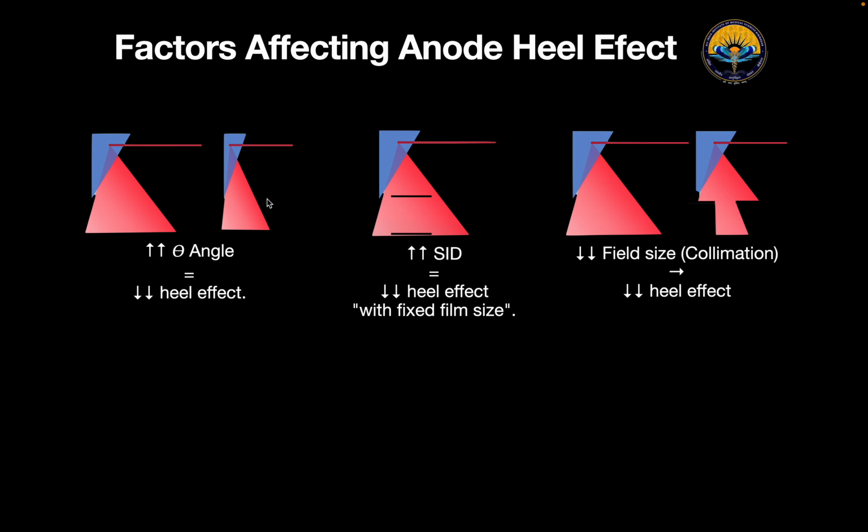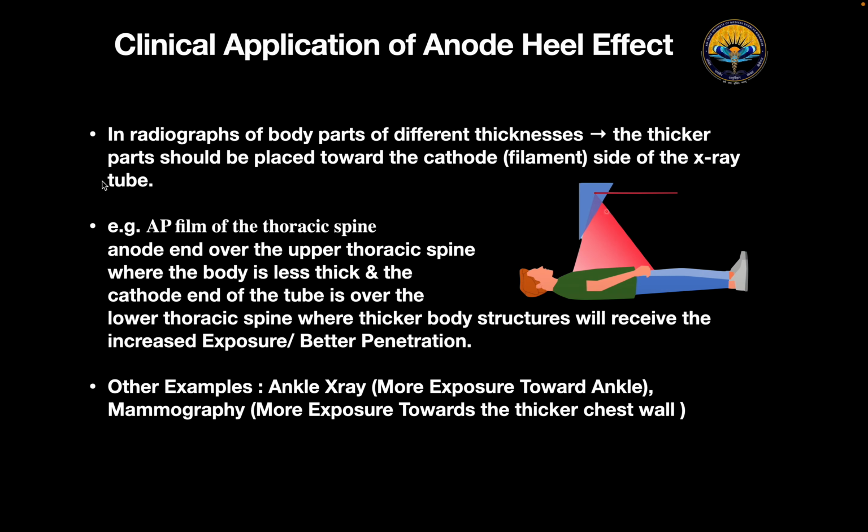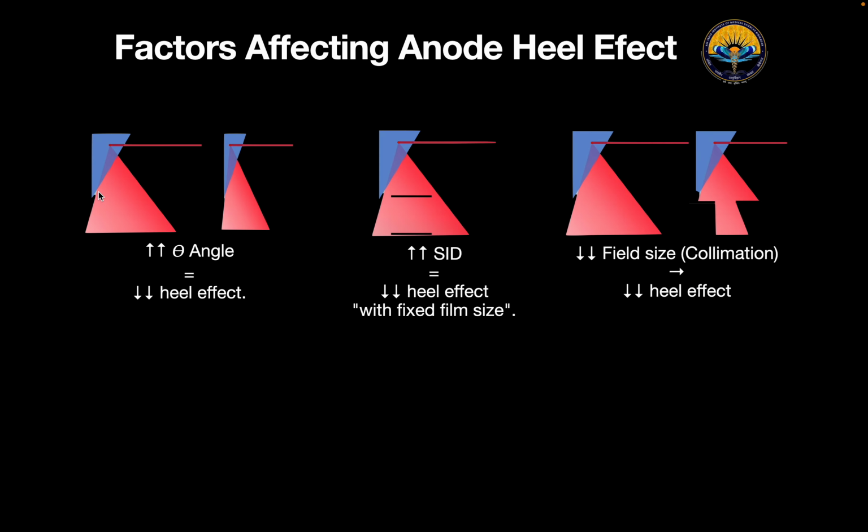Like, this was a normal angle, and if we increase our angle, then ultimately the X-rays have to go through less of the anode part. So if we increase the angle, this anode heel effect will also decrease. Or we can increase the SID, the source to image distance, and if we increase the SID, then our anode heel effect will decrease. Or we can use collimation also.